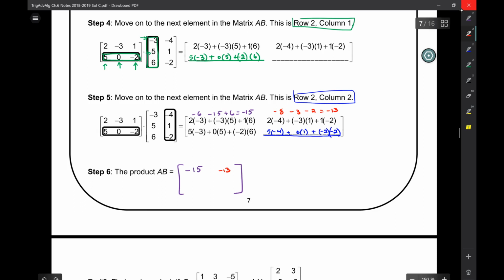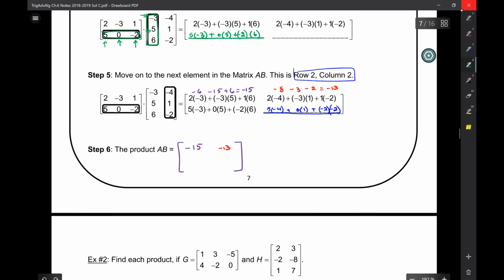The last one, the second row is negative 15 plus 0 minus 12, which is negative 27. Finally, the last one, negative 20 plus 4, negative 16. All right, so that's your AB. That's very, very cool and very, very fun.